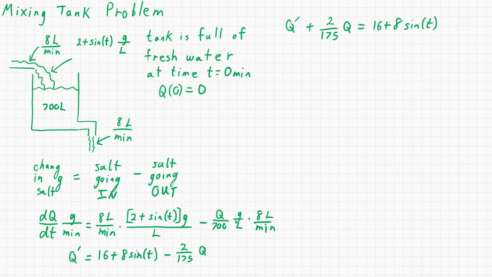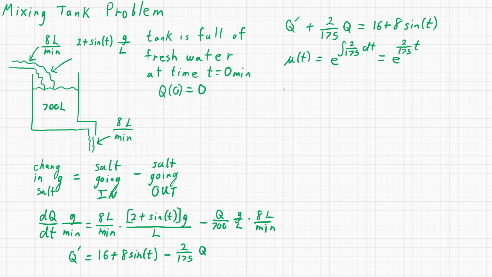So next step, make the integrating factor. So mu of t equals e to the integral. We have this in the right form, right? It's 1 times Q prime. So we take the indefinite integral of the thing in front of Q. So it's the integral of 2 over 175 dt, which equals just e to the 2 over 175 t.